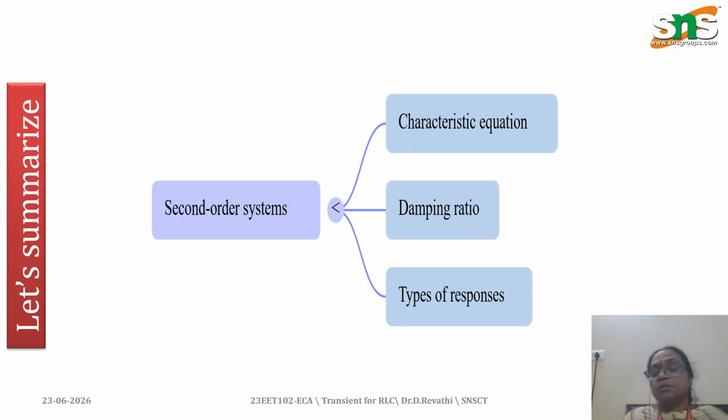So the second order system, characteristic equation, damping ratio, and the system response we have discussed. Damping ratio means we are discussing three damping ratios: underdamped, overdamped, critically damped. Critically damped means alpha is equal to omega n, and underdamped and overdamped are less than or greater than alpha. Based on this we classify the types of responses. This is the summarization we are giving in this session.